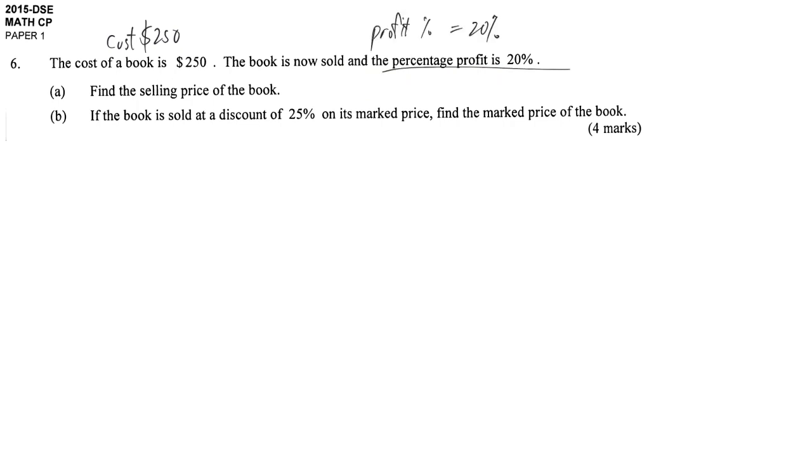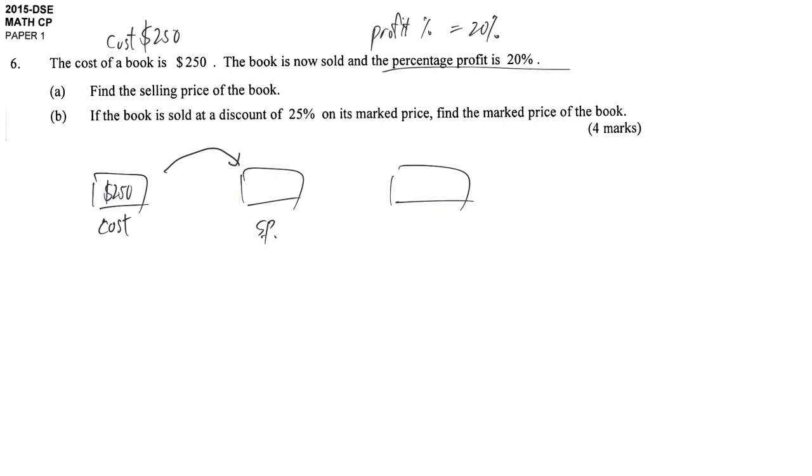To understand the situation, we better draw the graph. From the shop owner's view, we have the cost, now given as $250, and then the selling price. From the cost to the selling price, it gives us a profit of 20%. That means it's growth of 20%.